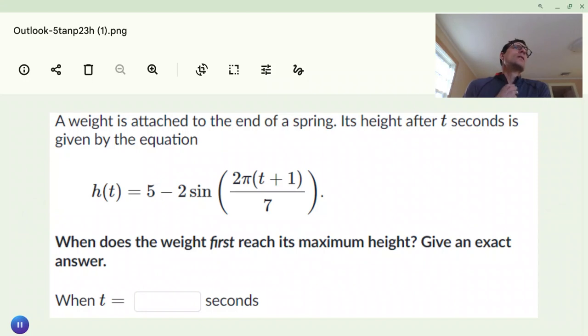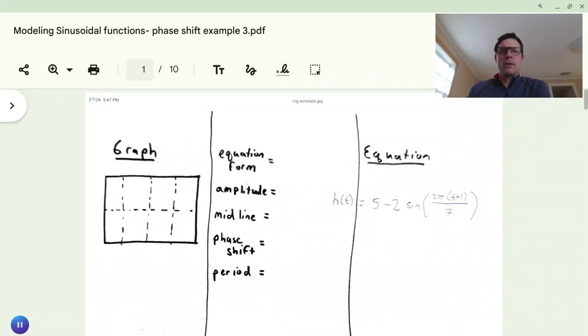So what's really helpful here is to, again, use our little sheet, okay? And what we have is the equation. We're going to figure out all this stuff, the intermediary stuff, and then graph it. And on the graph, we'll be able to see when it reaches its height, okay?